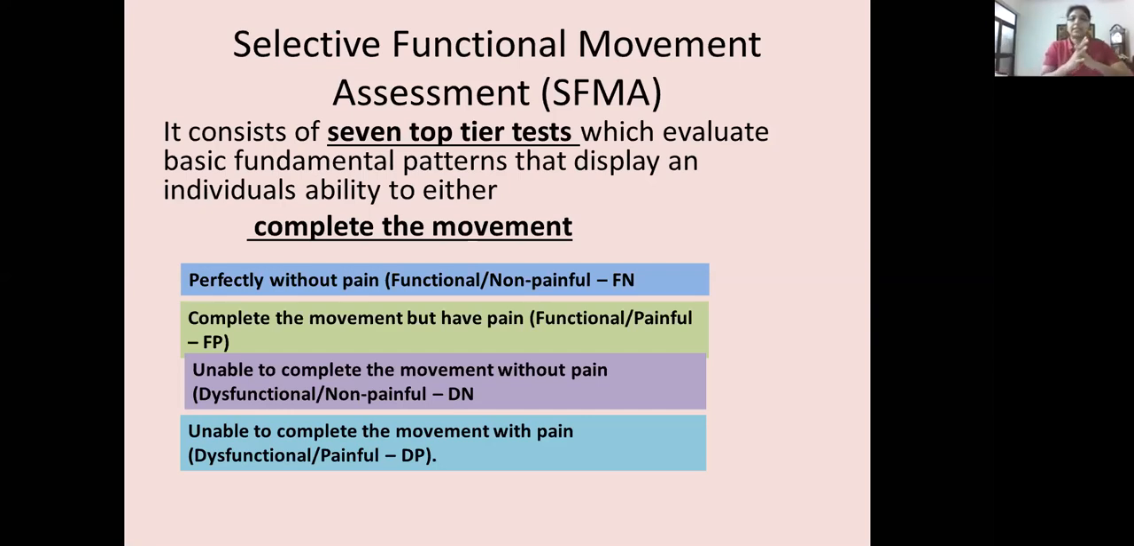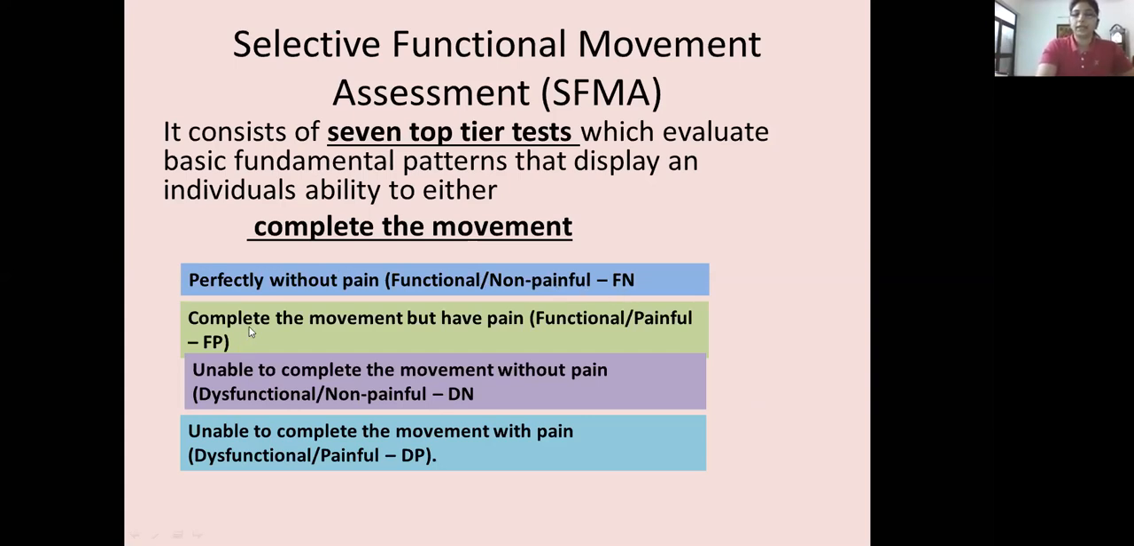So basically this selective functional movement assessment has a lot of tests, but the top tests are seven, which evaluate the basic fundamental patterns that display an individual's ability to do the movement functionally and non-painfully. If the person can do the movement perfectly without pain, that is functional and non-painful, FN.